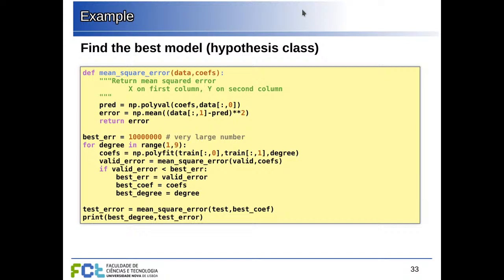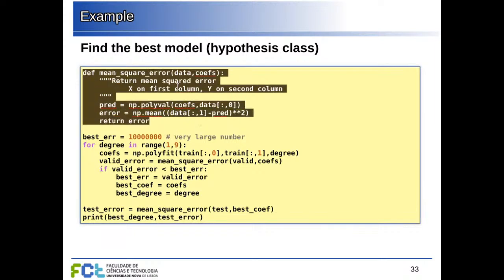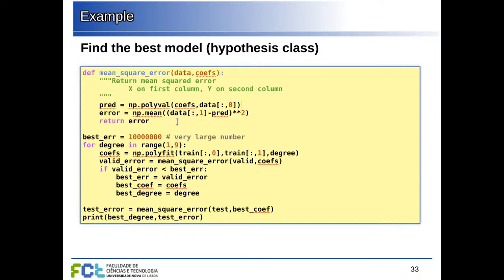So for that we're going to use the validation set. We can create here a function to compute the mean squared error so that we can evaluate the error on the validation set. And this is simply from one set of data in which we want to evaluate the error. We have the coefficients for the polynomial. We use the polyval function like we saw previously with these coefficients and the first column in our data. So this we assume it's the x value. And this gives us the predictions for the y.